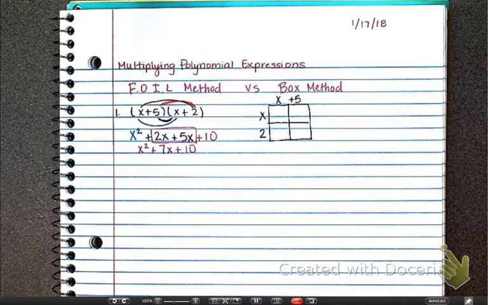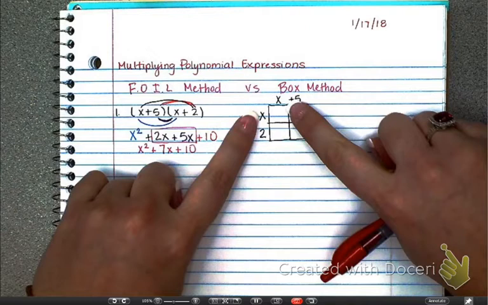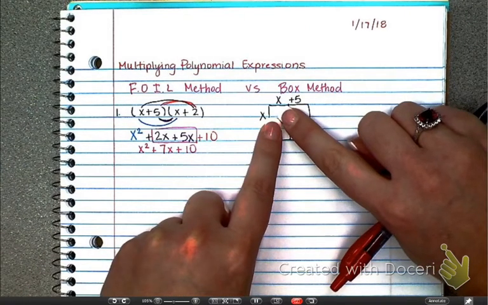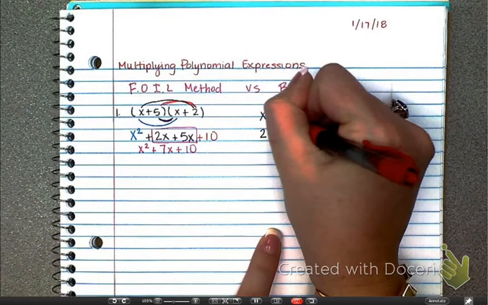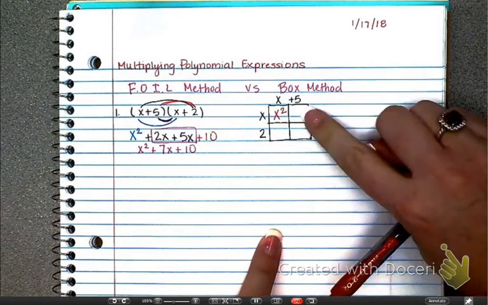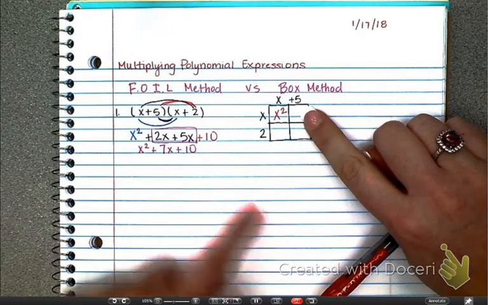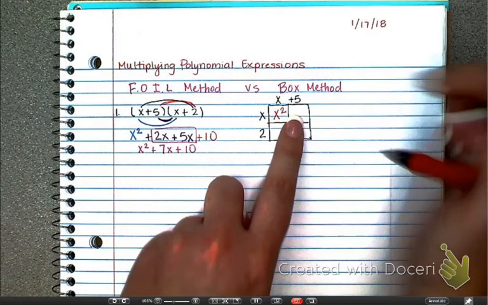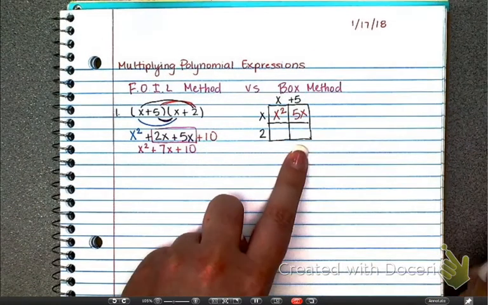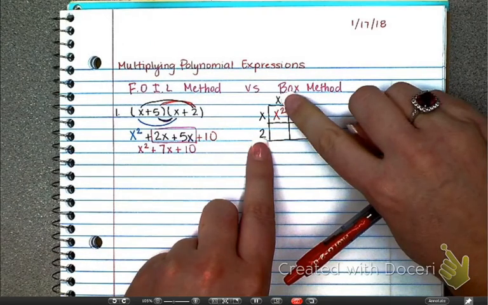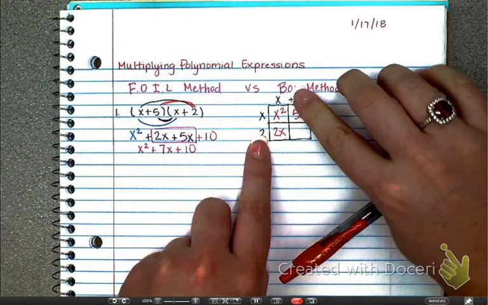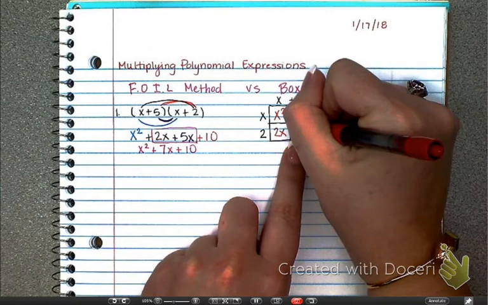To get in the box, we multiply. So this box here are these 2 pieces. X times x is x squared. What do you think goes in this box? X times 5, the 2 pieces that create that box. So 5x. What goes in this box? 2x. And in this box, 10.